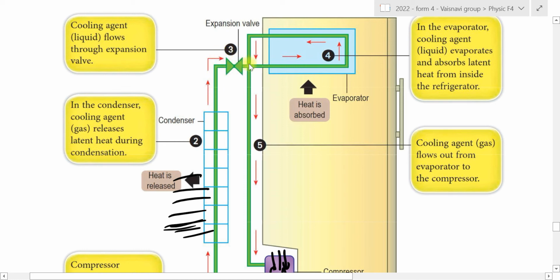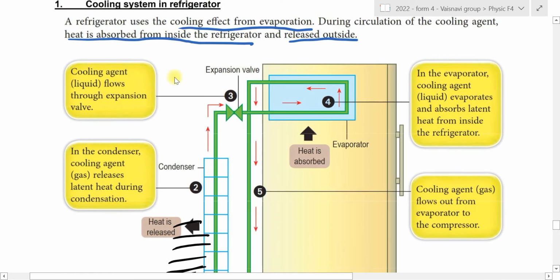Okay, expand it. Okay, after it goes through the expansion valve, it goes to number 4. In the evaporator, this is the evaporator. Number 4 is the evaporator. Cooling agent, the liquid. Nampak tak? Di sini dia cakap cooling agent still gas. Tapi once enter the expansion valve, dia cakap liquid. Because it is fully condensed already. Okay, fully condensed. So, அந்த சொட்டு தண்ணி எல்லாமே இப்படி இதில் வந்துடும்.